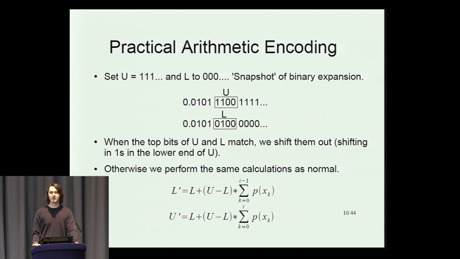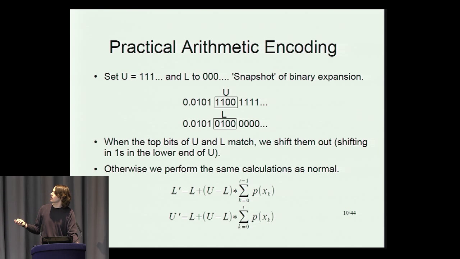So we start by setting our upper bound to just 11111. This is, as we've said, equal to 1. We set our lower bound to 0. And what we're actually doing is taking snapshots into our actual bounds. As you can see, there's implicitly an infinite number of 1s following our u, and also 0s from our l. And we're no longer considering any top bits that we've matched up, because they're not going to change from here on in. So we've just got rid of them.